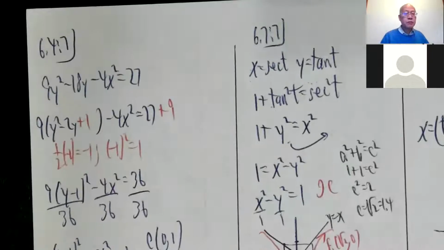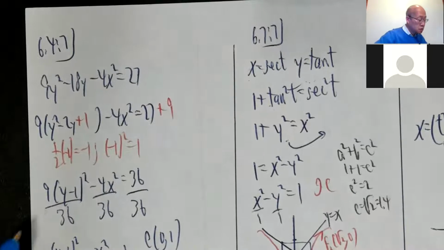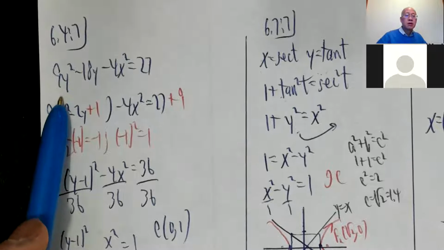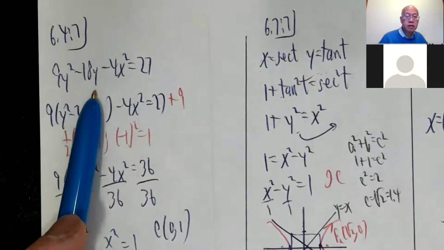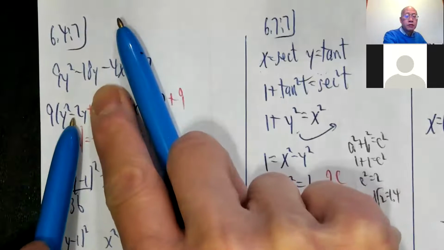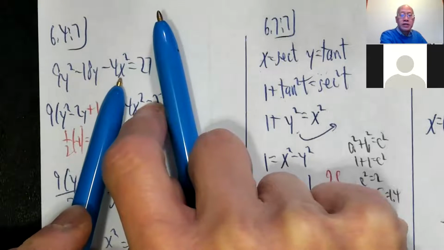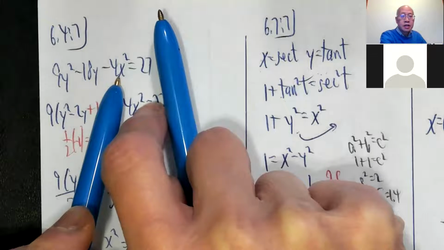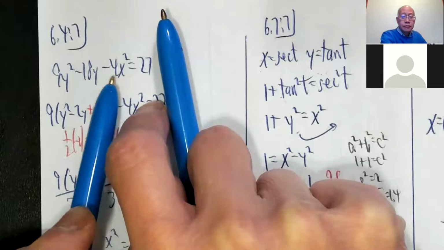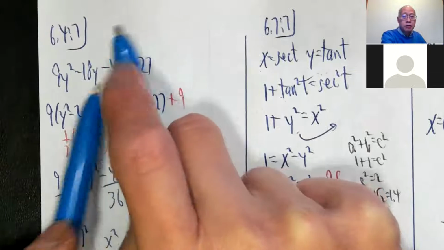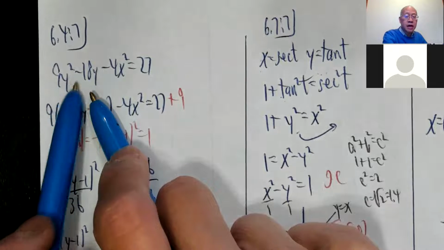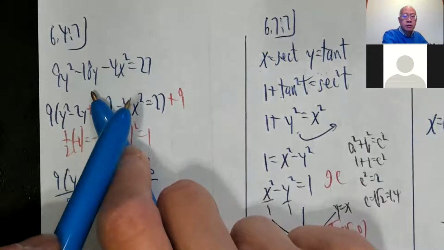Okay, 6.4, number 7. Question about that. So 9y squared minus 18y minus 4x squared equals 27. First factor out the 9 here: y squared minus 2y. There's no x term, so I don't have to complete the square on the x. Just leave it alone. Now let's say this also had, I don't know, 12x. Then I'd have to factor out for the x's also, but no need to. Only for the y. So 9 times y squared minus 2y.